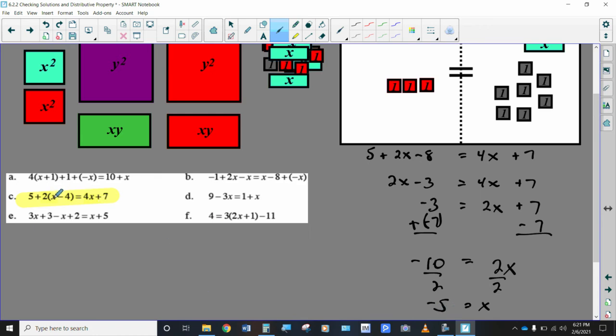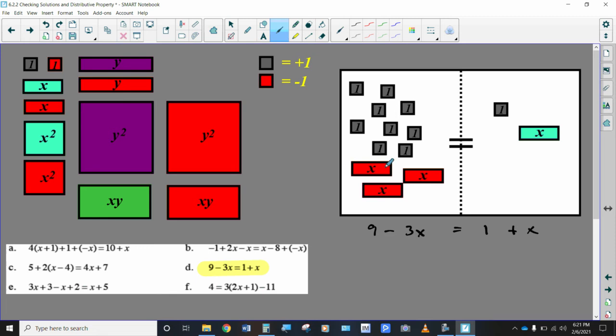So let's check and see if that works. Negative 5 and negative 4 make negative 9. 5 plus 2 times negative 9 is negative 18, which gives you negative 13 for an answer. On the right side, you've got 4 times negative 5, which is negative 20, and negative 20 plus 7 is also equal to negative 13. So yes, when x was equal to negative 5, both sides were equal to each other.